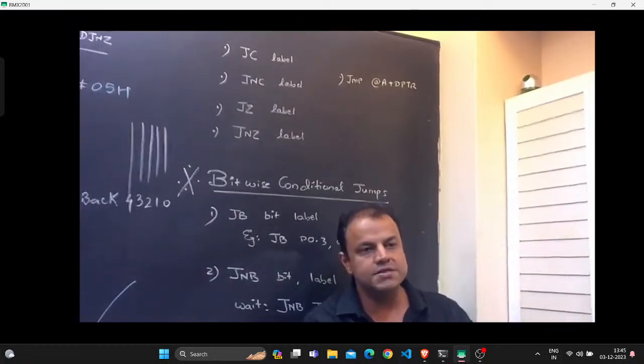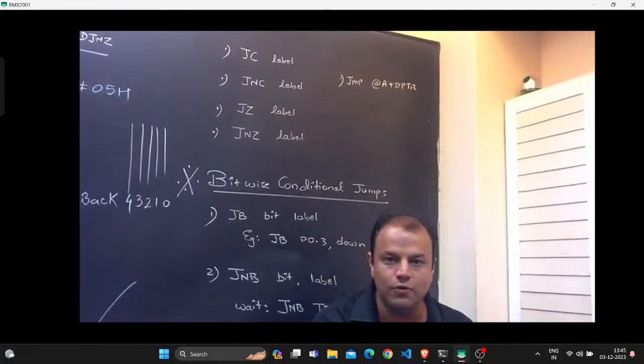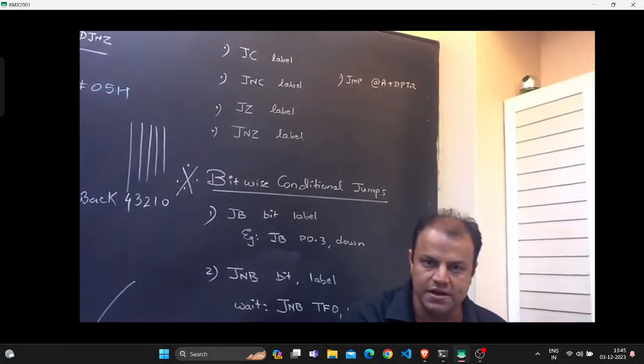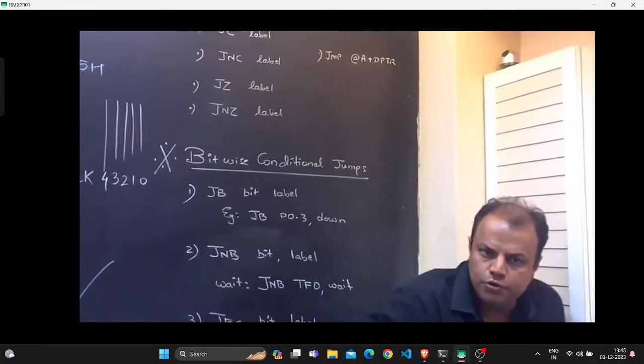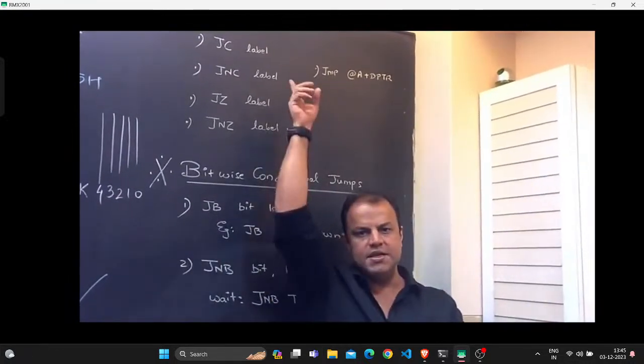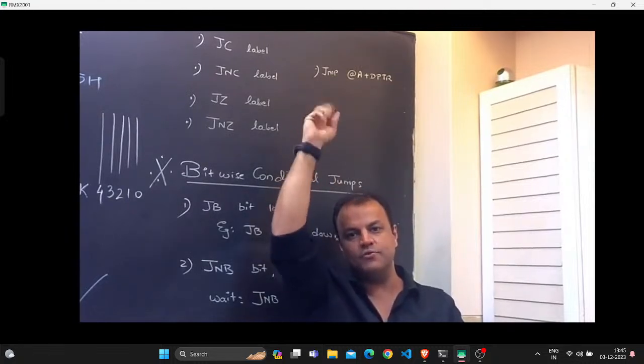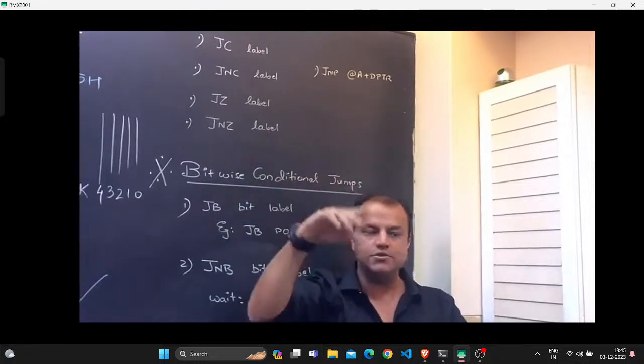They're so popular. JC stands for jump if carry, JNC stands for jump if no carry. They're typically used after add programs. When you do addition or subtraction, there is a carry or a borrow. For that, you use JC and JNC. So very typical instruction. JC label, it'll check the carry flag. If carry flag is 1, it'll jump to the location label, otherwise it'll go to the next location.